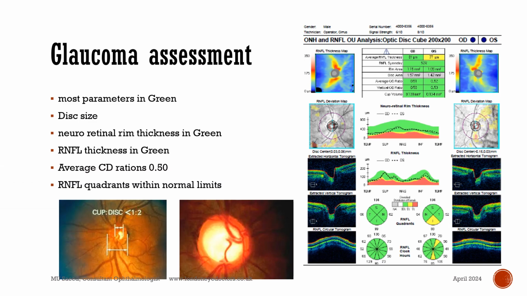Glaucoma assessment is another parameter which can be identified, and the cup disc ratio, disc size, retinal nerve fiber layer thickness, and retinal nerve fiber layer quadrant thickness can be identified.